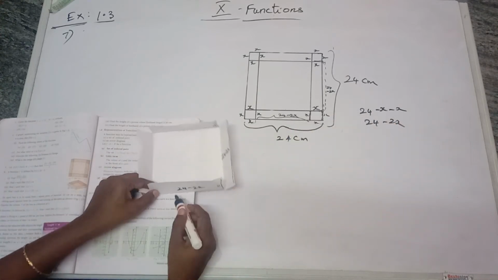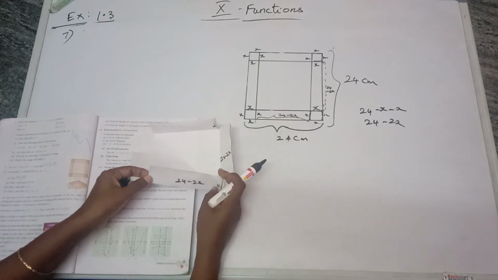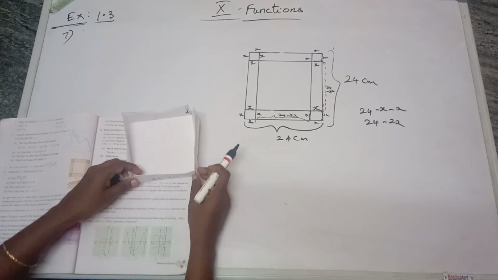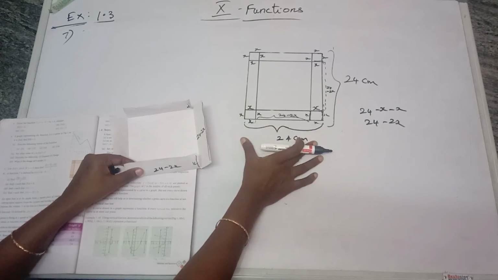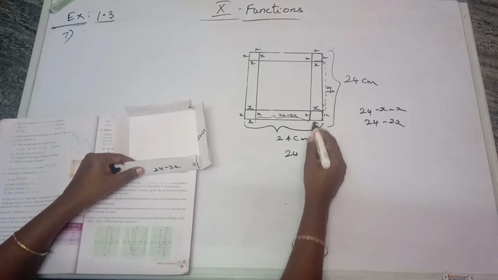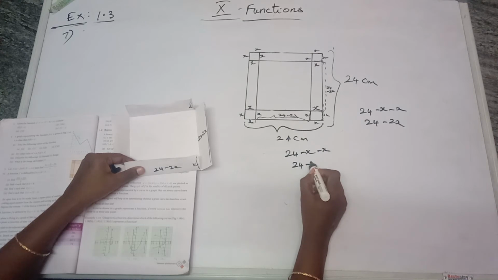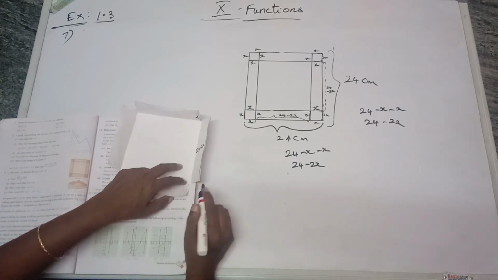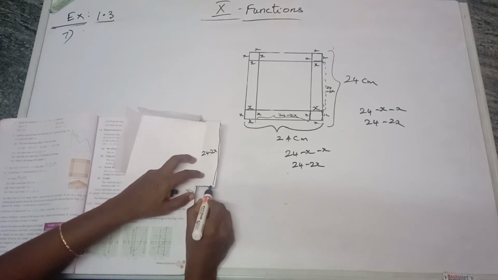The same for the breadth. After cutting these two squares, it becomes like this, and in the open box you have to subtract this x and x from the total 24 of the square piece material. So 24 minus x minus x is 24 minus 2x. So this is the breadth. And what should be the height of this open box? Height of the open box is nothing but the length of the side of the cutting square.